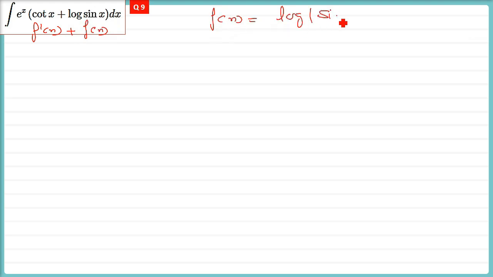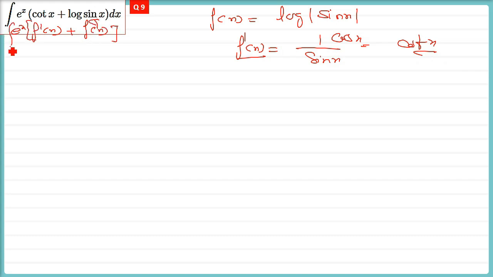So we'll take fx equals to log modulus of sin x. What is f dash x? Derivative of log sin x is 1 by sin x, and the derivative of sin x is cos x. So you got cot x. So now it is clear, fx is log modulus sin x and f dash x is actually cot x. So just think over it, because there can be fx and f dash x which are presented to you in a swapped manner, and you need to figure that out.